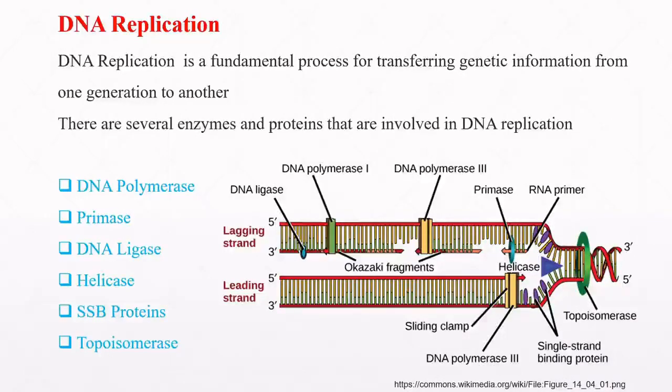As we have seen earlier, DNA replication is a fundamental process for transferring genetic information from one generation to another. There are several enzymes and proteins that are involved in DNA replication. Few of the important enzymes or proteins are DNA polymerase, primase, DNA ligase, helicase, SSB proteins, and topoisomerases. Here, we are looking into the enzymes or proteins that are involved in prokaryotic DNA replication.